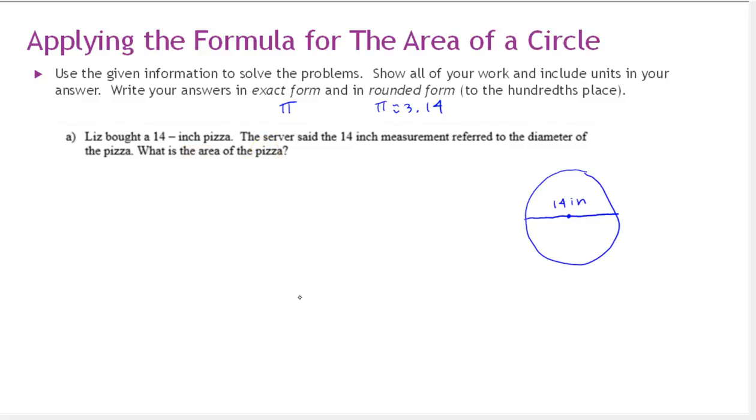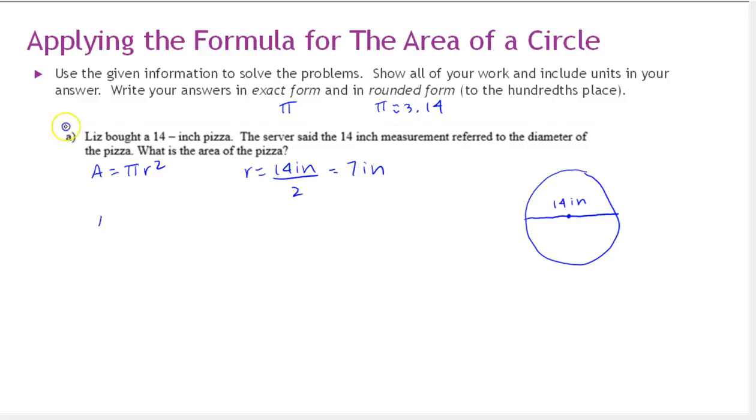Okay, so first we're going to write our formula. Area equals pi r squared. And notice in this case we're given the diameter. So you really have to be careful of that. It's tempting to just throw the number they give you in for the radius. The radius is the only number you need to find to use this formula. But the radius is going to be the diameter divided by 2, which is 7 inches.